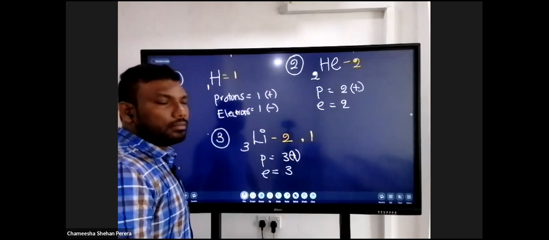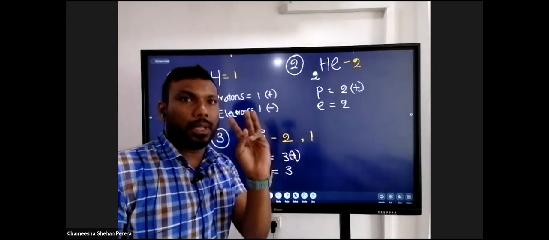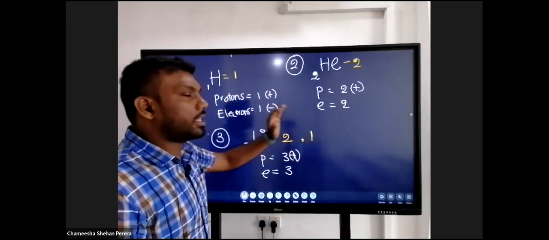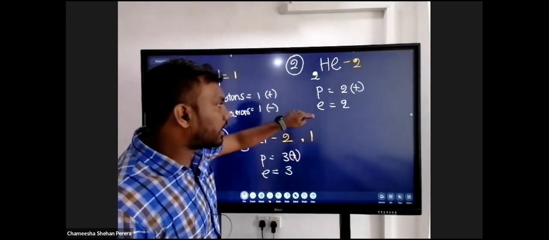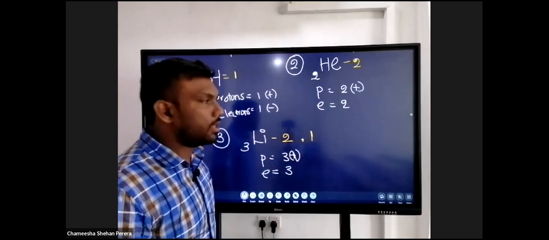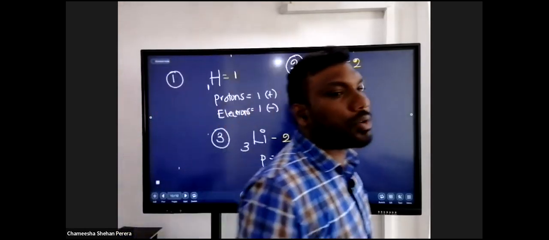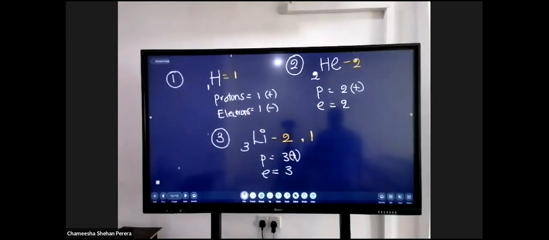So in lithium, actually 2 energy levels are filled with 3 electrons, right? The first energy level is totally filled with 2 electrons, and the second energy level, which can be occupied with 8 electrons, is filled with only 1, right? So this is how the electronic configuration of the first 20 elements will be written. So I'll just give you a guide to do it like this.